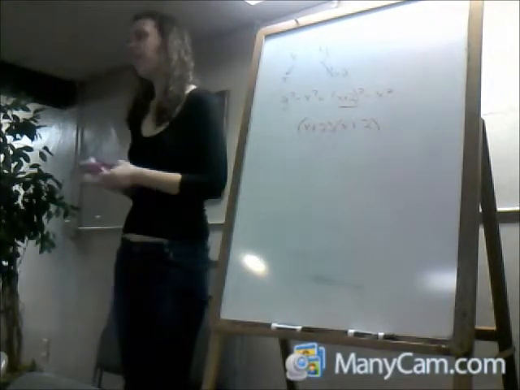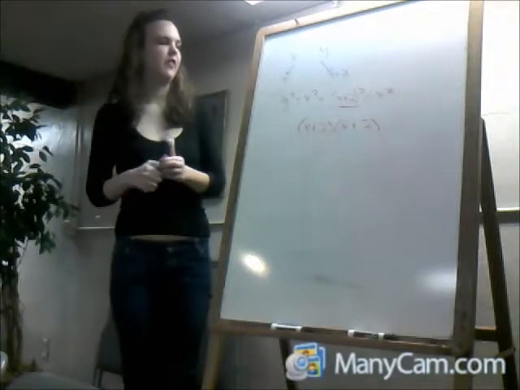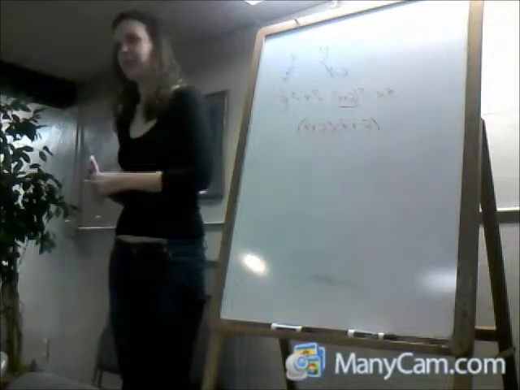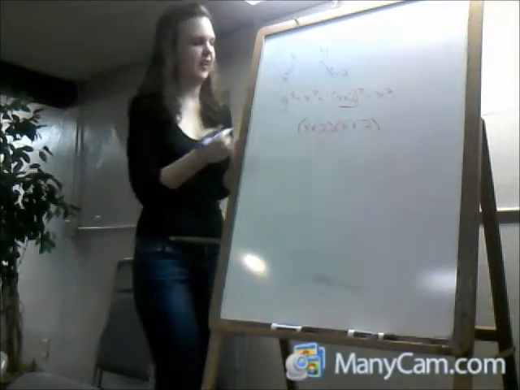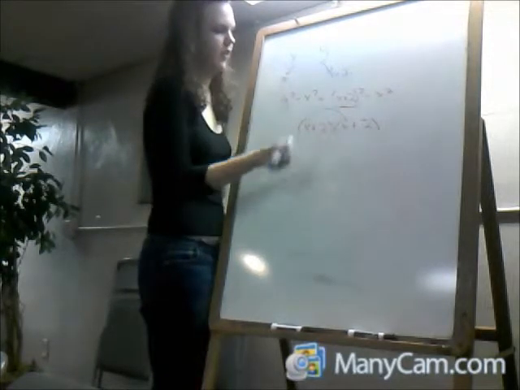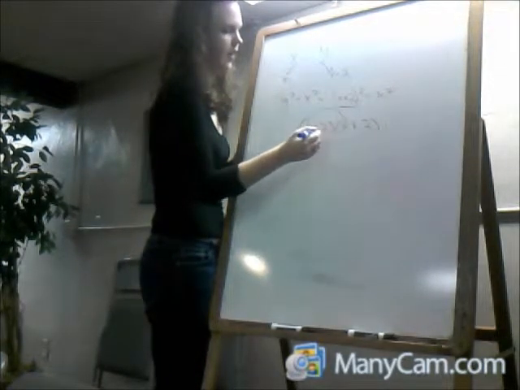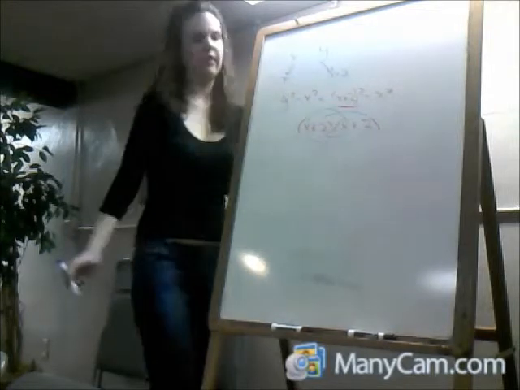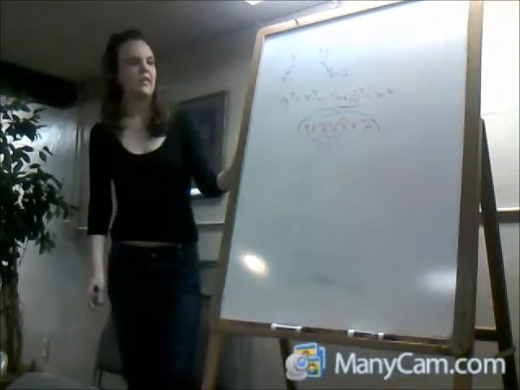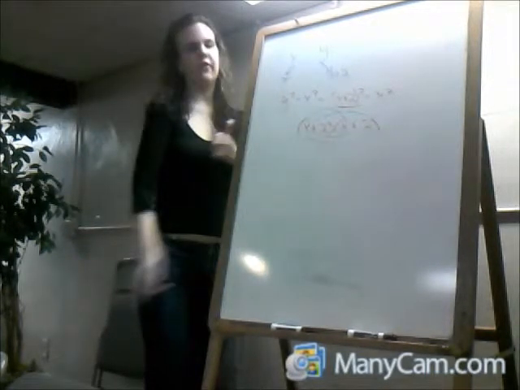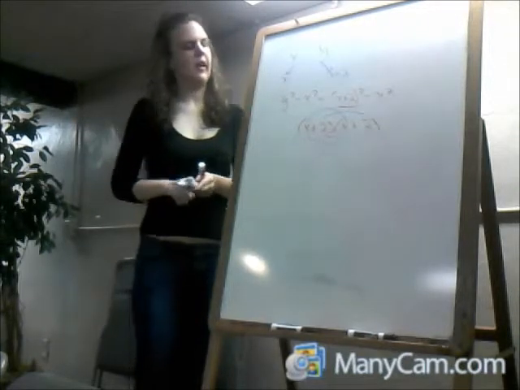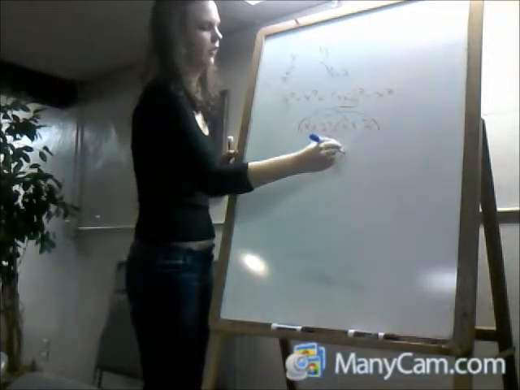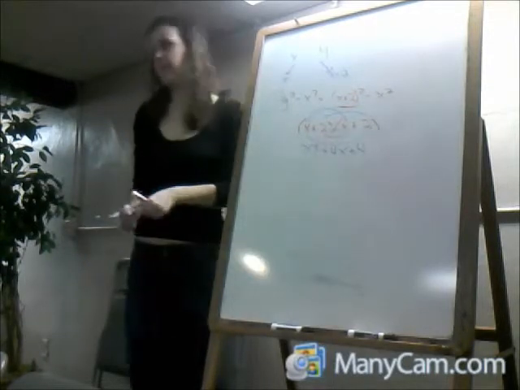Yeah, no, in homeschooling you usually don't see that. They don't call it foiling, but they do in other schools. So first, outer, inner, last. That's what FOIL stands for. So you basically just multiply all of those, and then that's it. So you end up getting x squared plus 4x plus 4. Yep. Okay.